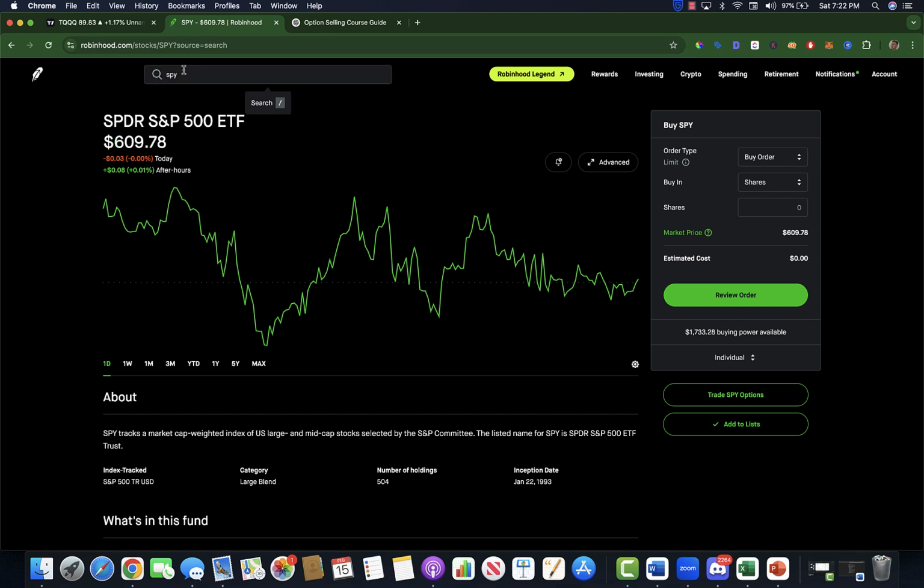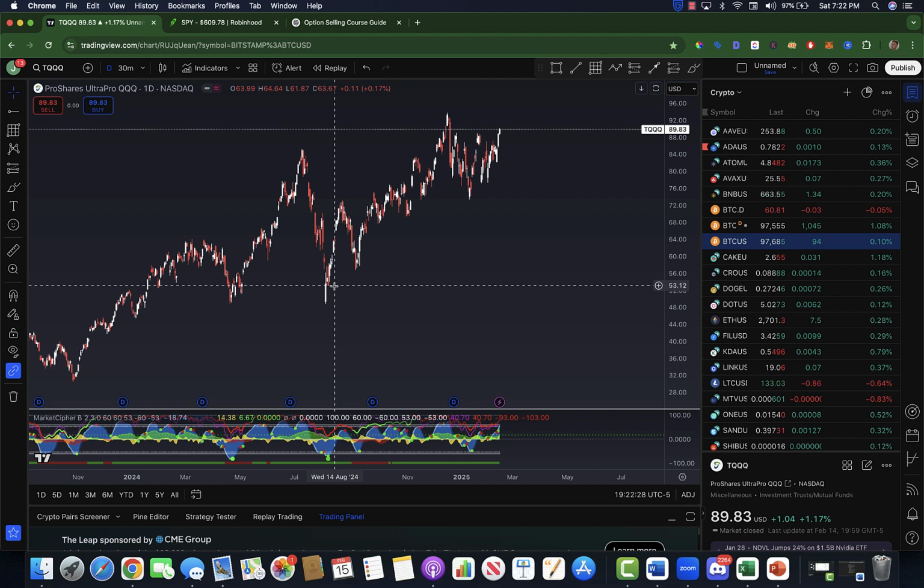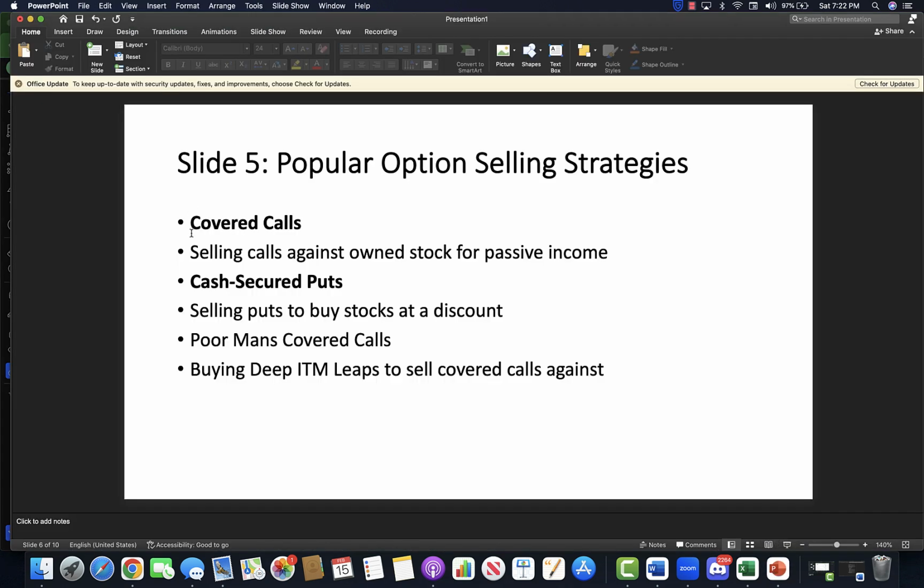It just pays better. The premiums pay better. Of course, you're going to get more volatility in the down market, but over the long run, you're going to be collecting a lot more premiums. So those are the two main strategies.